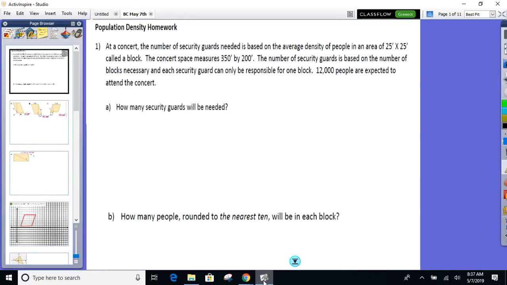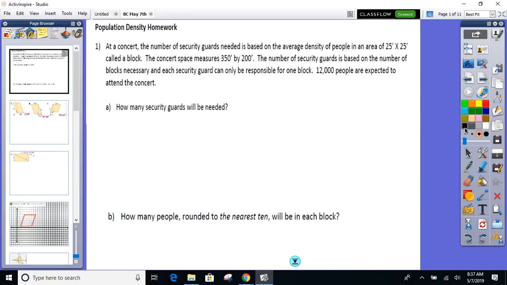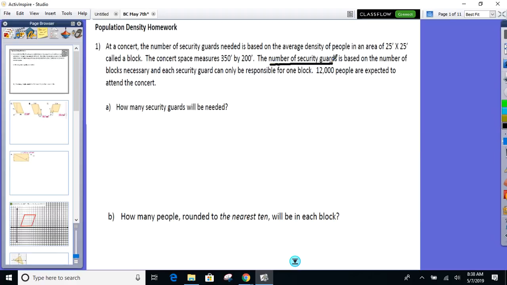All right, from the one in the packet, reading through it carefully, you would see that the number of security guards is based on the number of blocks. So however many blocks we have, that's how many security guards. And that's what part A is asking for: how many security guards, which is also going to be equal to the number of blocks we're going to have at the concert.